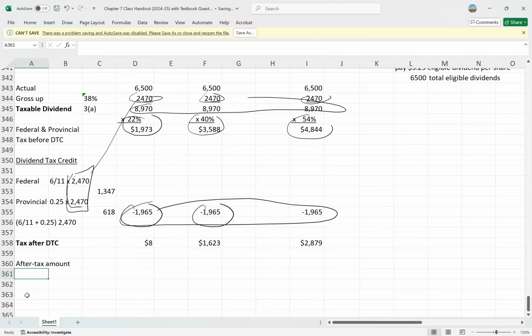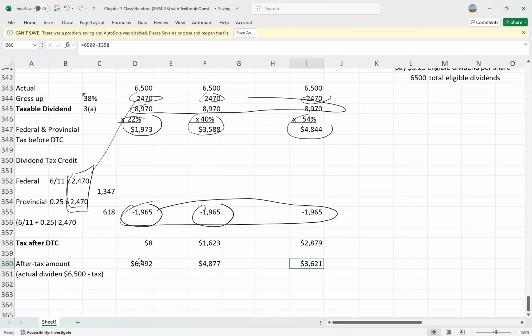So we're just going to take the actual dividend of 6,500 minus the tax amount. So 6,500 minus the tax for the first sister, 6,492, because remember, she only had to pay $8 tax. For the second sister, 4,877. And for the third sister, who's in the highest tax bracket, 3,621.